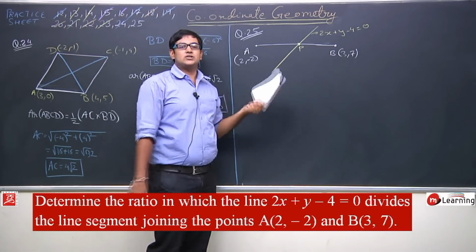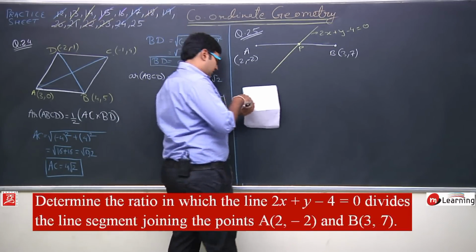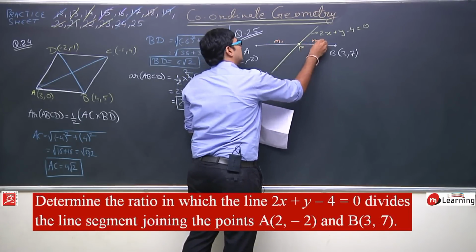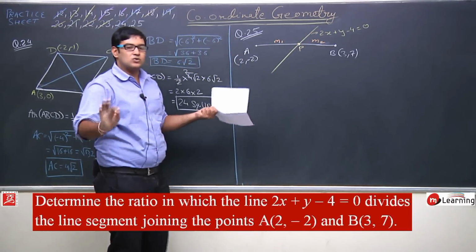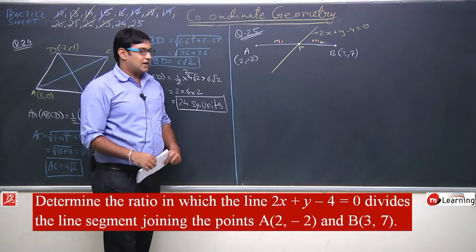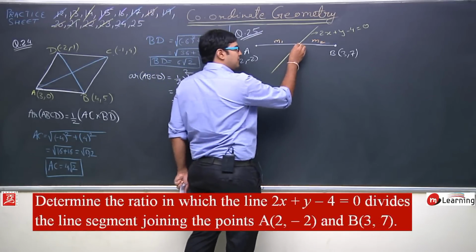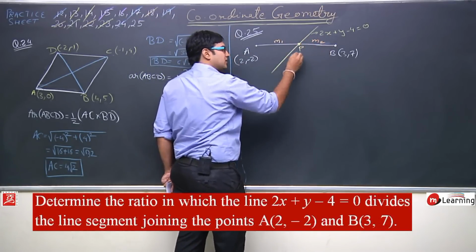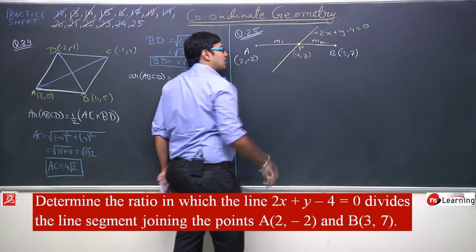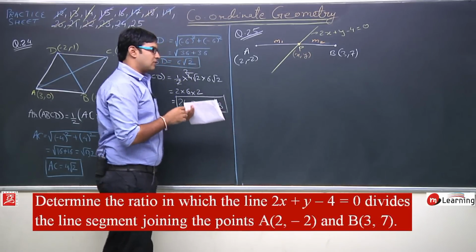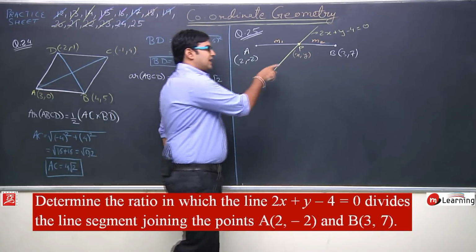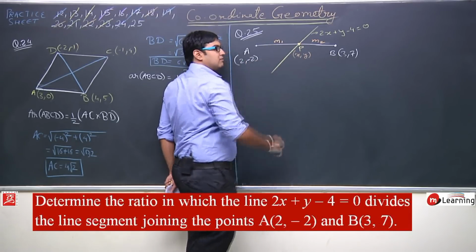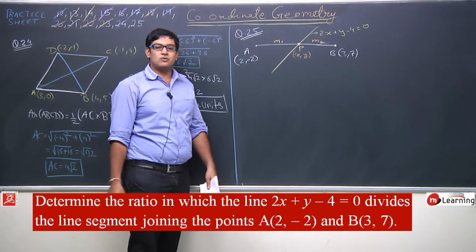So how to determine the ratio? Let us say the ratio is m1 is to m2. We don't know what is m1, what is m2. And let us say the point P, the point at which this line intersects this line segment, is x comma y. We assume this is x comma y. So can I write these coordinates in terms of m1, m2 and the coordinates of A and B? Yes, by applying the section formula.